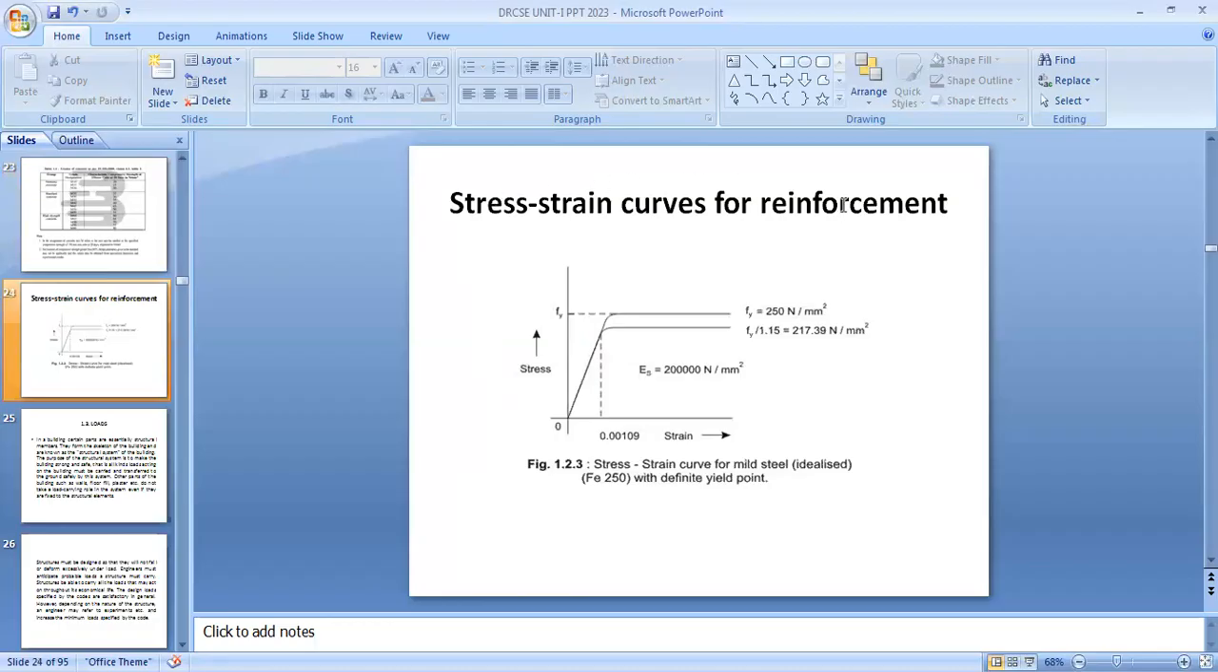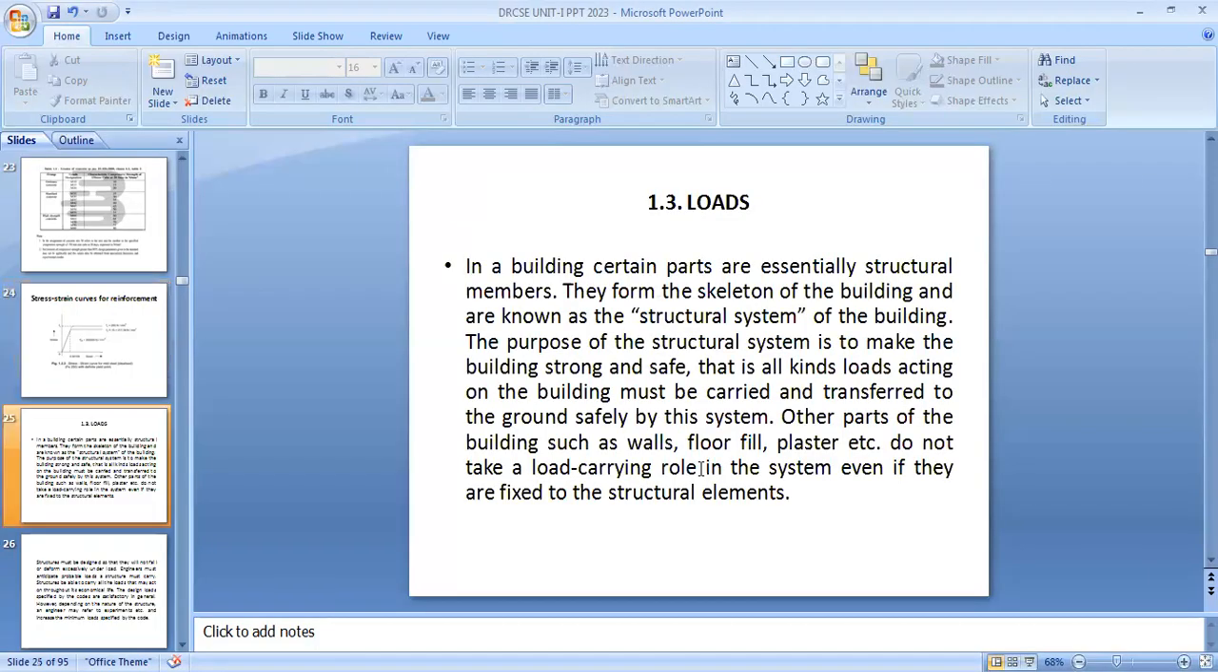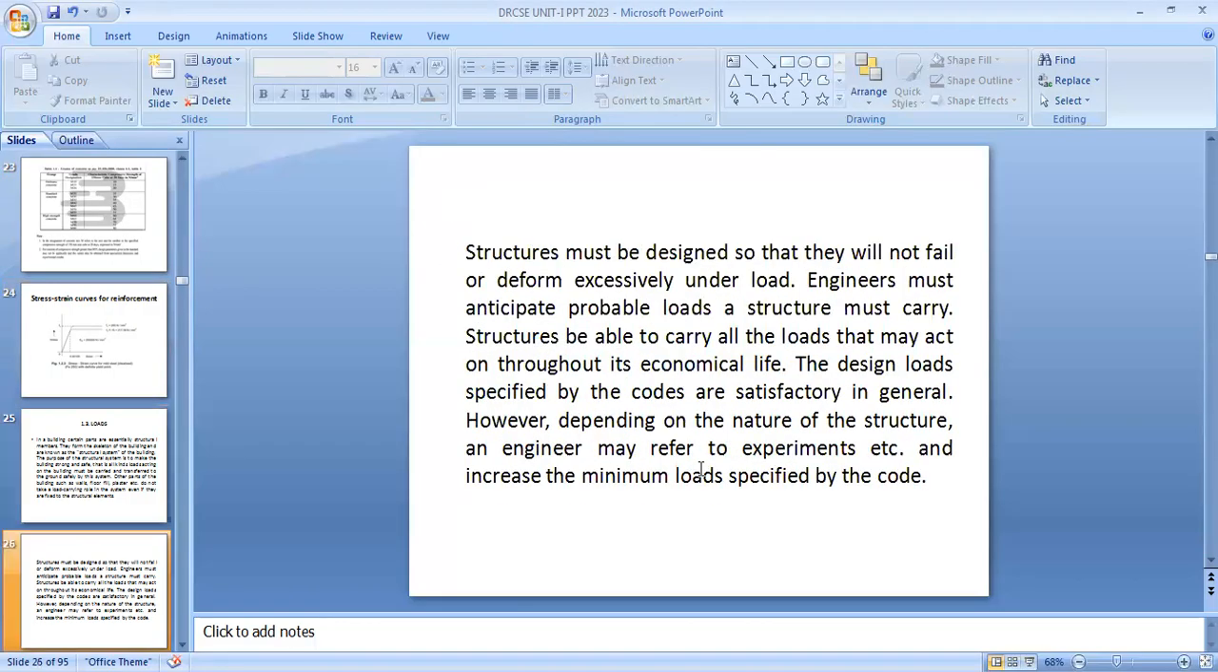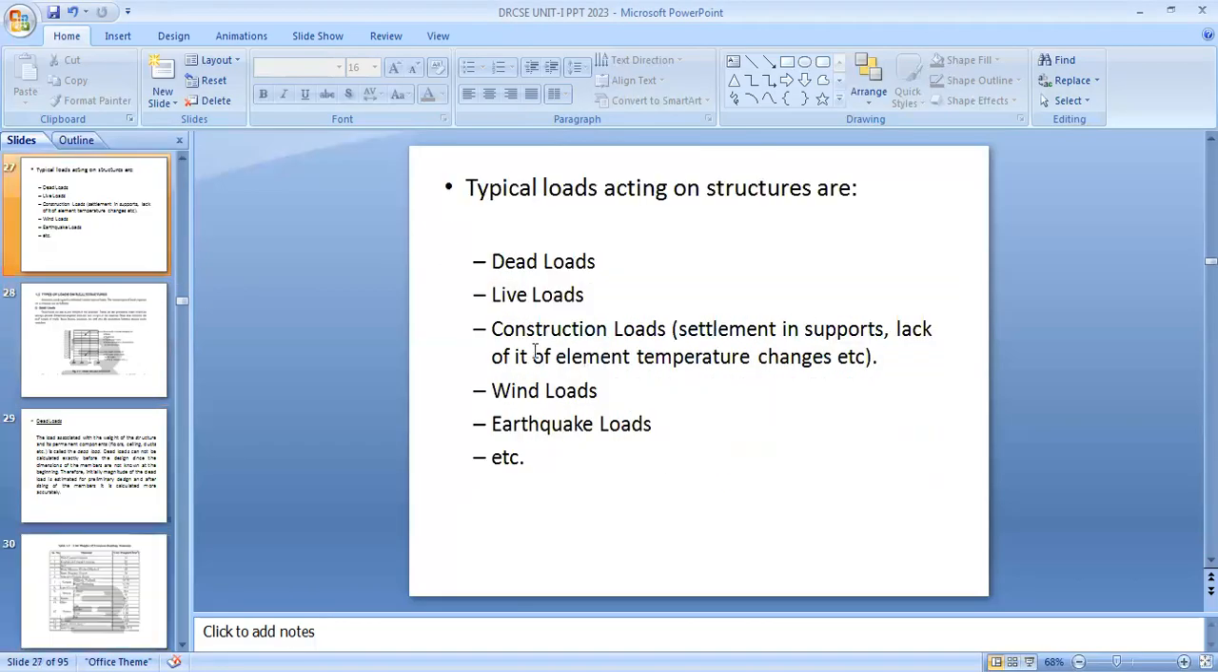Here you can see this part is the stress strain curve for reinforcement for mild steel. Before going to design a structure, you should know about the loads. What are the loads? So we can say dead load, live load.